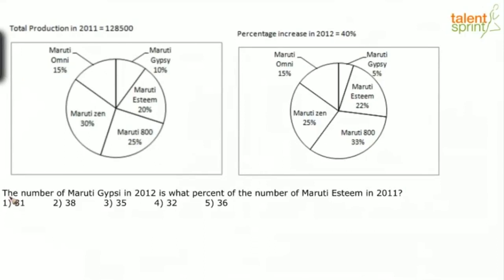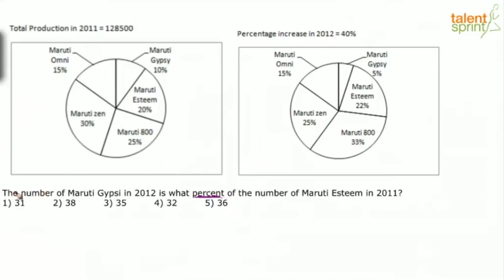The first question says the number of Maruti Gypsy in 2012 is what percent of the number of Maruti S-Team in 2011? Now do this calculation. Now first of all, which format is this? Of course, this is a percentage based question, right? The question involves the word percentage. But which of those three models? X is what percent of Y, X is what percentage more or less than Y, or percentage change? Very clearly, X is what percentage of Y.